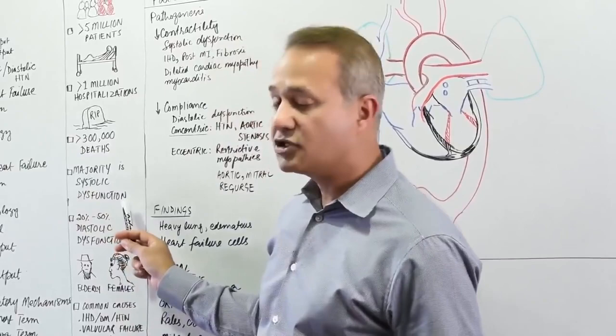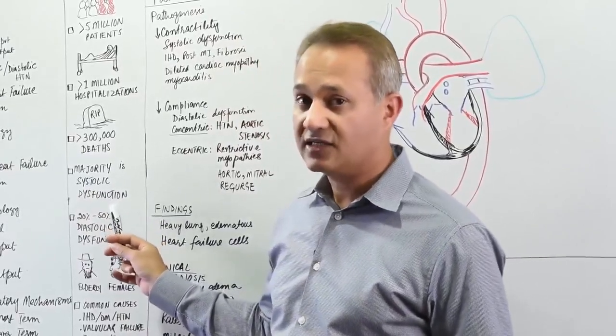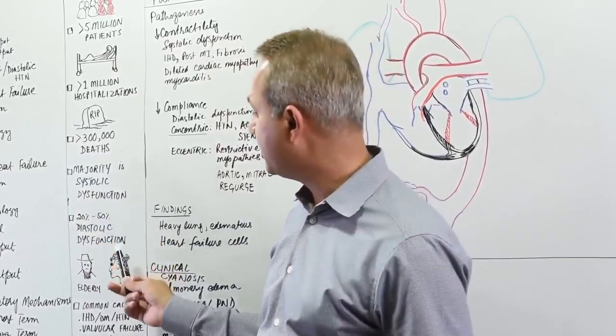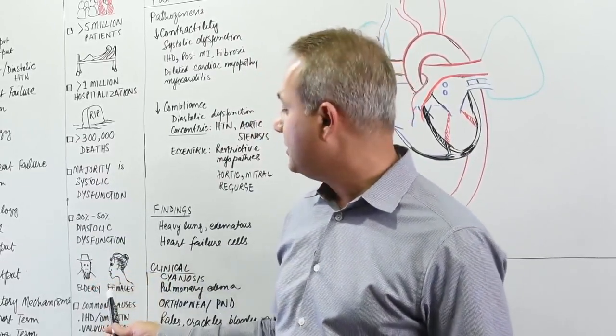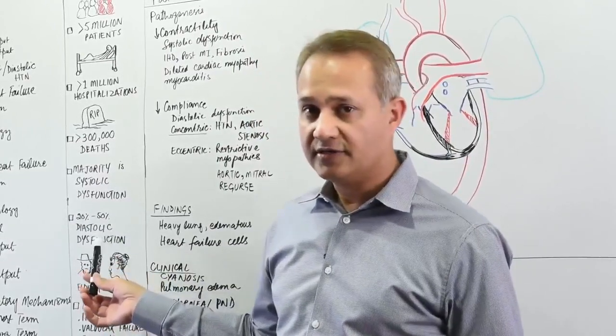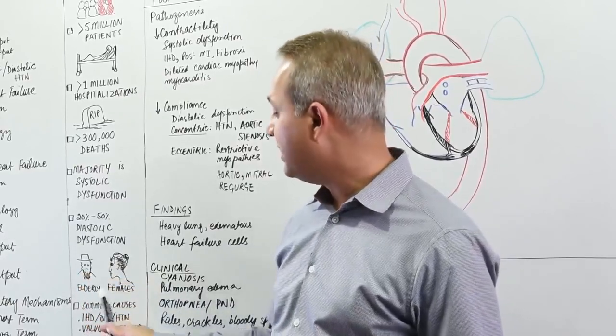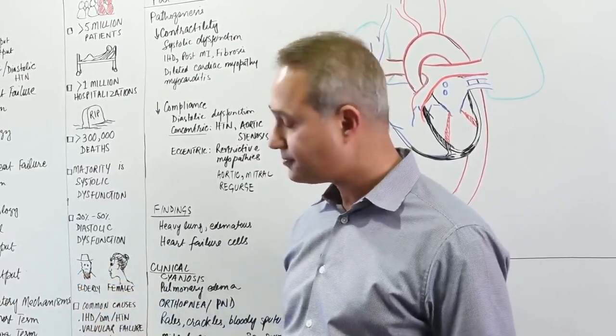The majority of the dysfunction, or the majority of the heart failure types, are systolic. We'll talk about the types today. The minority is of course the diastolic type. Diastolic heart failure is most common in the elderly and in women.